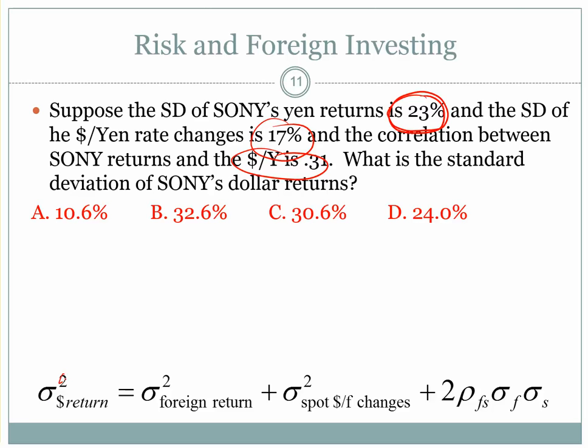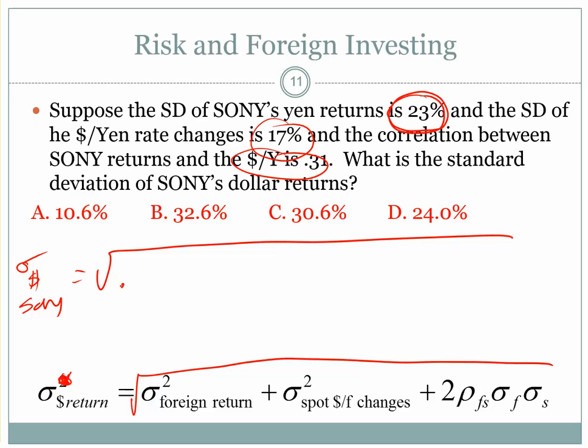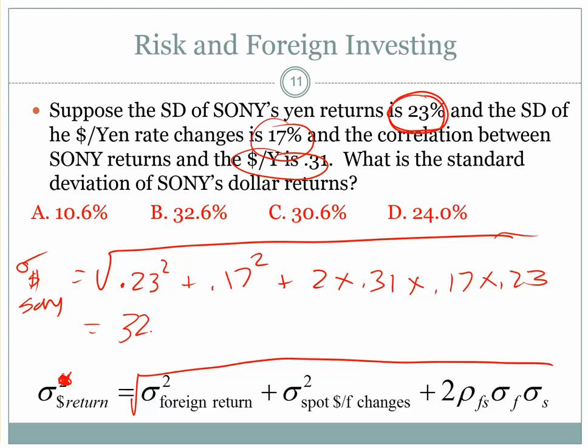So if I want standard deviation, I'll get rid of the square term, and I can just take my variance to the square root. So the standard deviation in dollars for Sony is going to be the square root of the variance of Sony's share returns plus the variance of the exchange rate returns plus 2 times the correlation times the 2 standard deviations. In this problem, it turns out to be 32.6%.